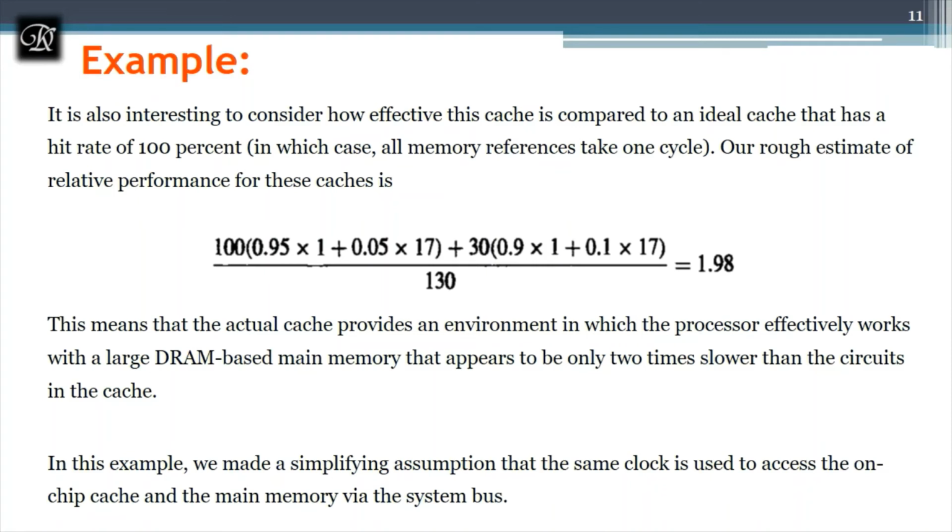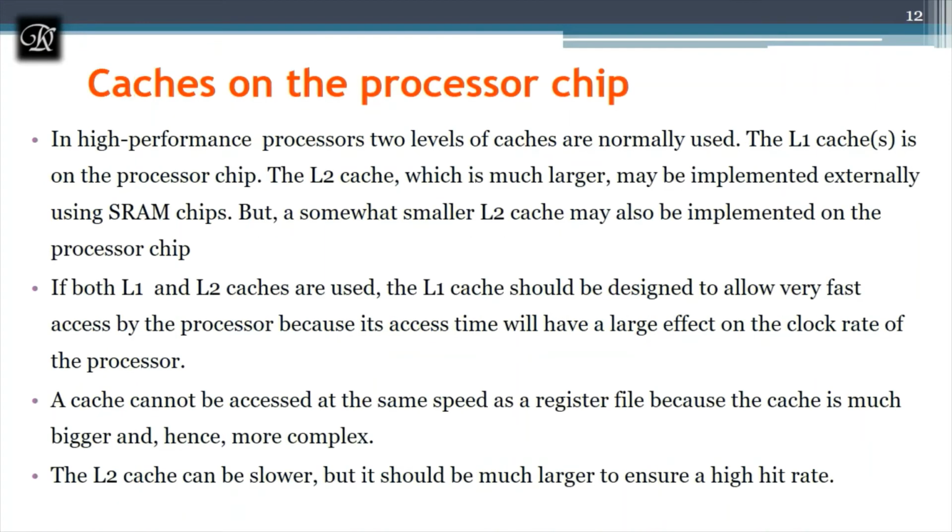In this example, simplifying assumptions are made that the same clock is used to access the on-chip cache and the main memory. Here all the things are synchronous, and the transmission time between processor to RAM and RAM to cache is the same. We have considered the ideal case and discussed it.